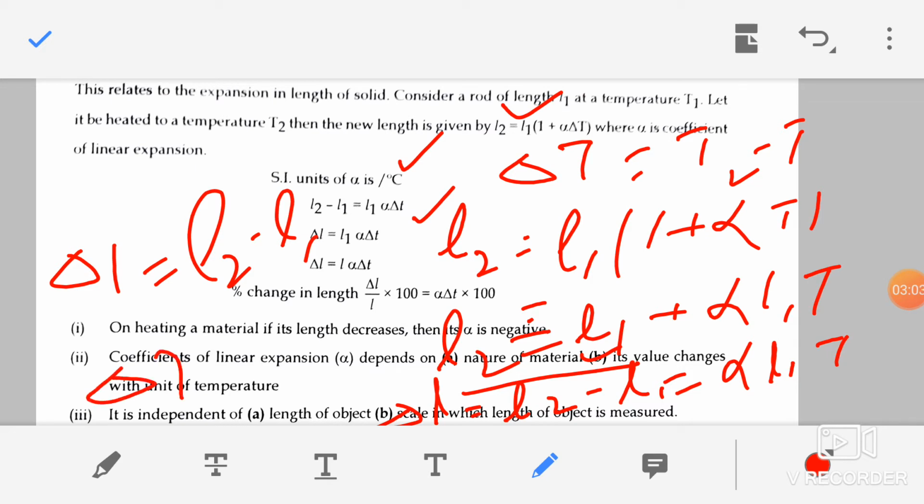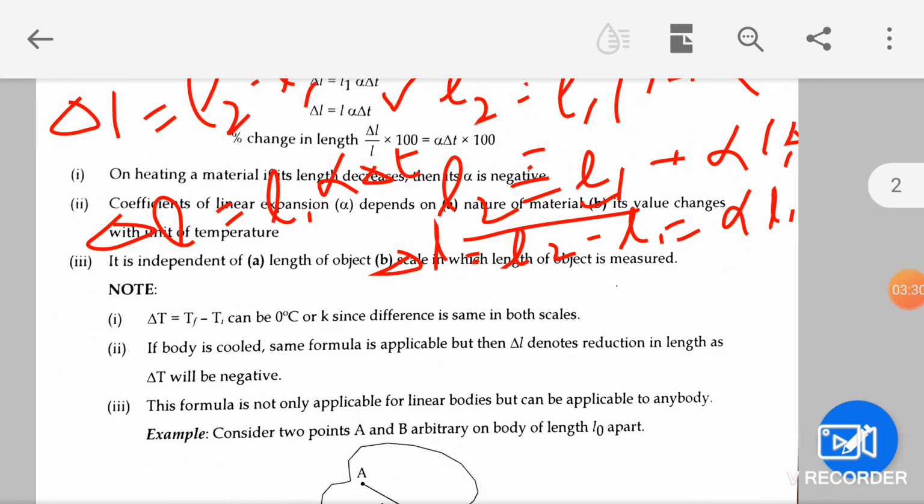That means delta L is equal to L1 alpha delta T. So this is the formula we got: delta L, the change in length, is equal to the original length into alpha into delta T, the change in temperature. Now, if on heating a material its length decreases, then alpha is negative. Suppose we are increasing the temperature and the length is decreasing, then alpha is negative.